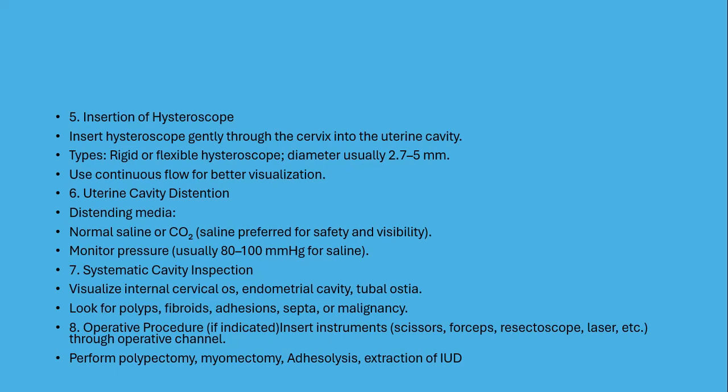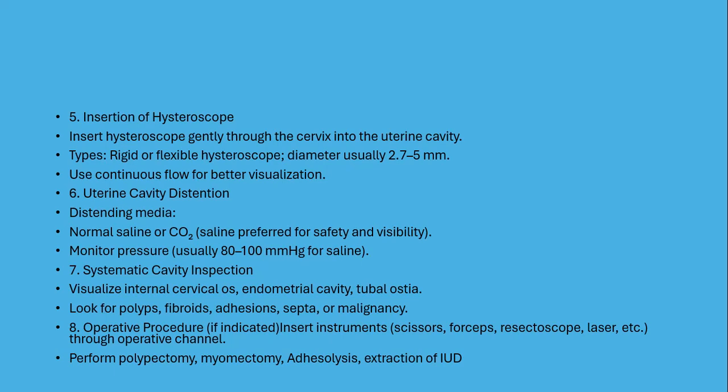5. Insertion of hysteroscope. Insert hysteroscope gently through the cervix into the uterine cavity. Types: rigid or flexible hysteroscope, diameter usually 2.7 to 5 mm. Use continuous flow for better visualization. 6. Uterine cavity distension. Distending media. Normal saline or CO2, saline preferred for safety and visibility. Monitor pressure, usually 80 to 100 mmHg for saline.